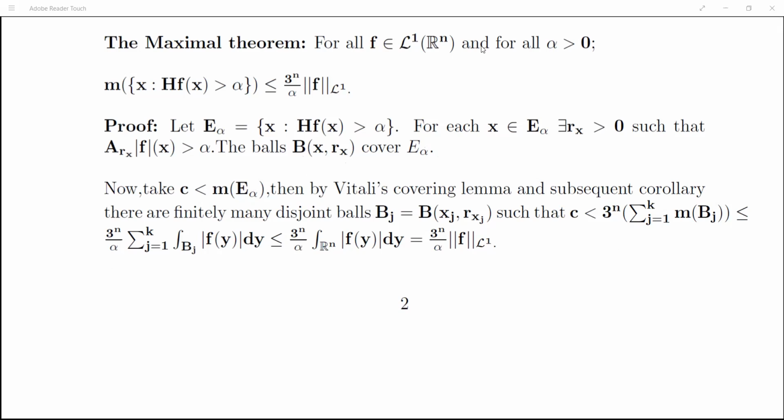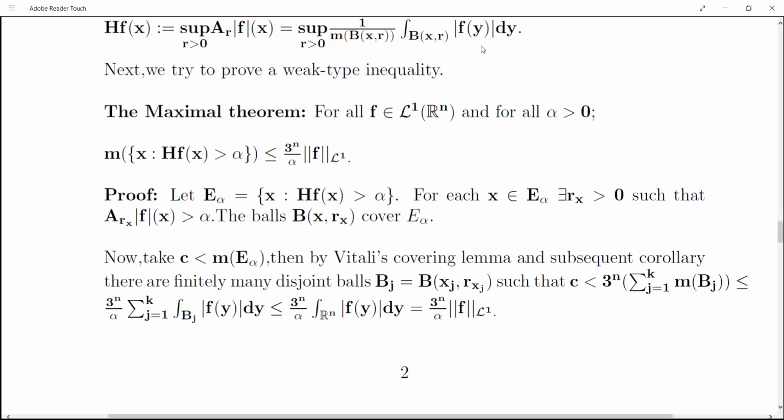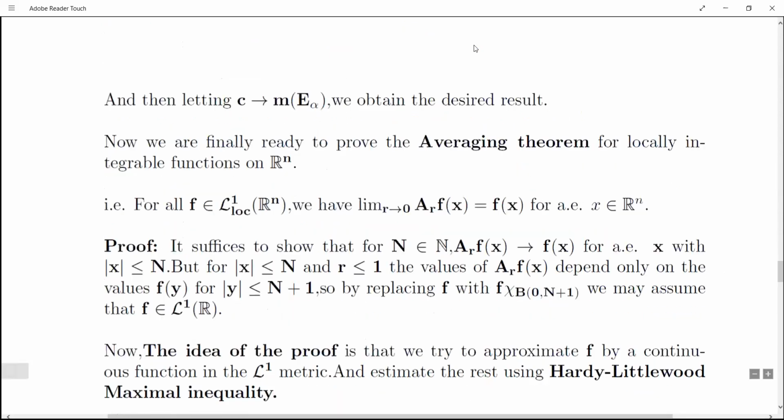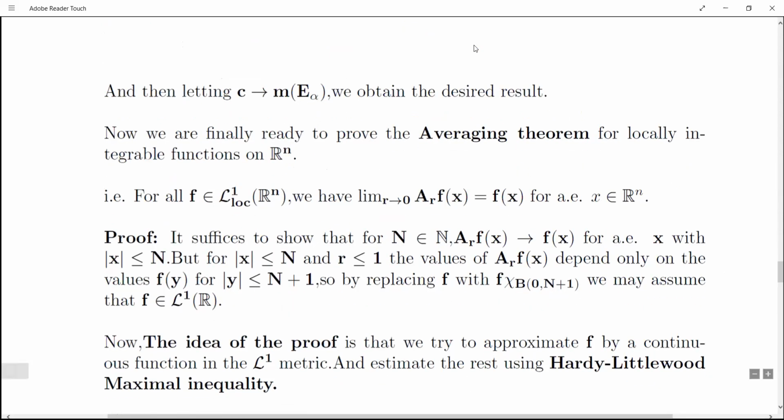So you have a weak type estimate of this. So the measure of this set cannot be too large. It's bounded by something. It's bounded by the L1 norm of f up to a constant. Okay. So then we will use this maximal theorem to prove our averaging problem.